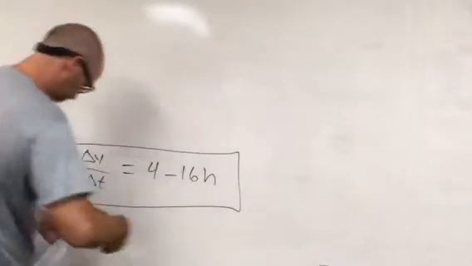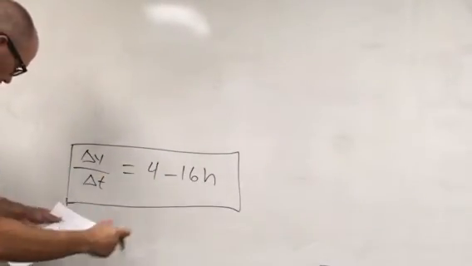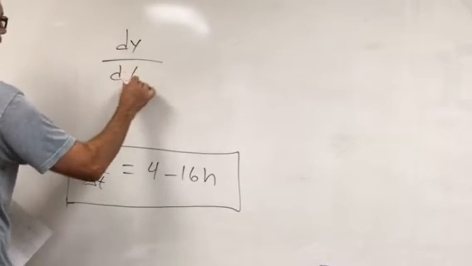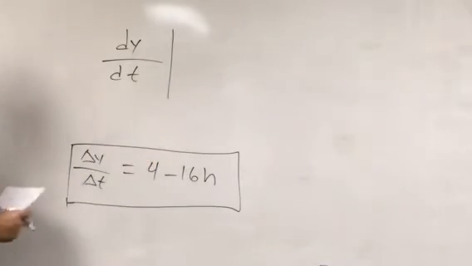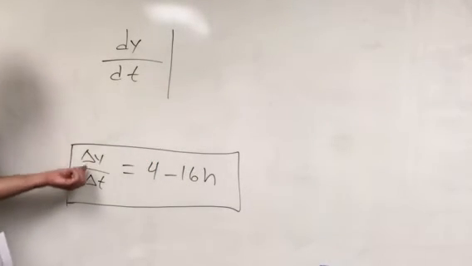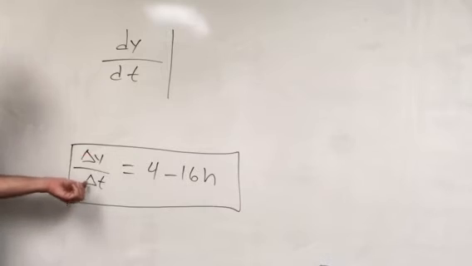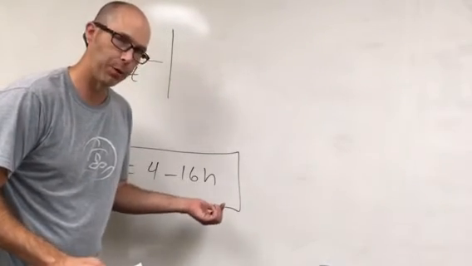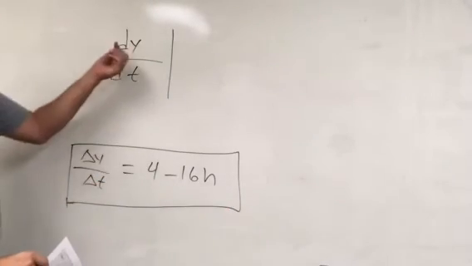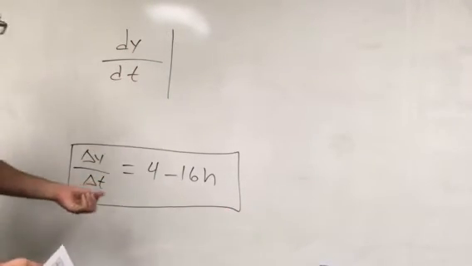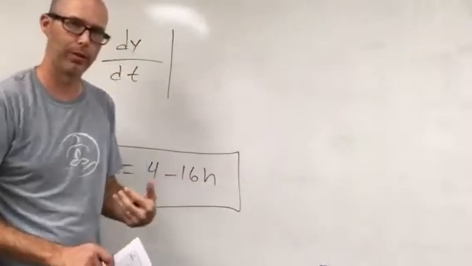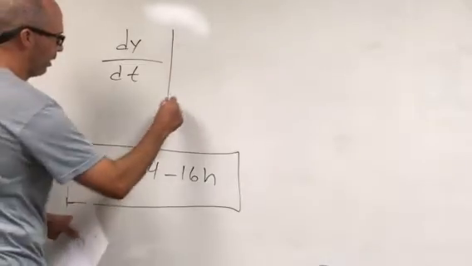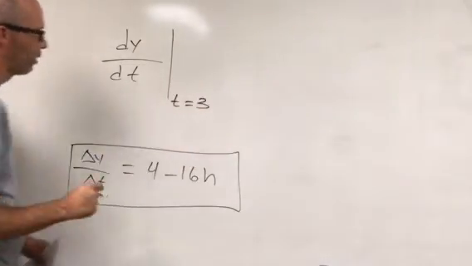And now lastly, dy dt. So when we have the little triangle, that's the change in y over the change in t, the average rate of change. When we use the little d there, we mean instantaneous. All right, so the instantaneous rate at t equals 3.